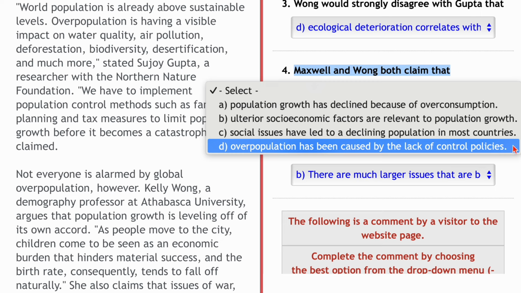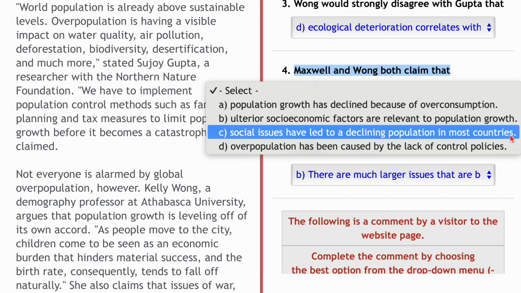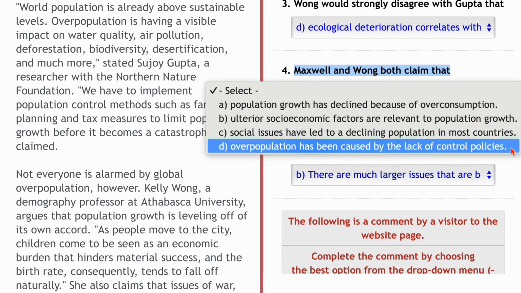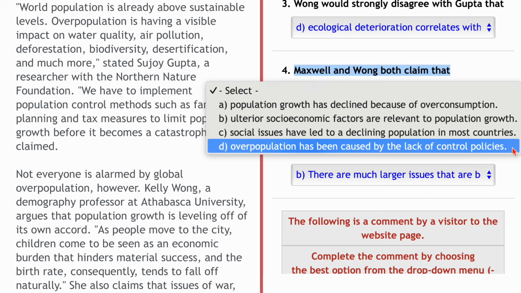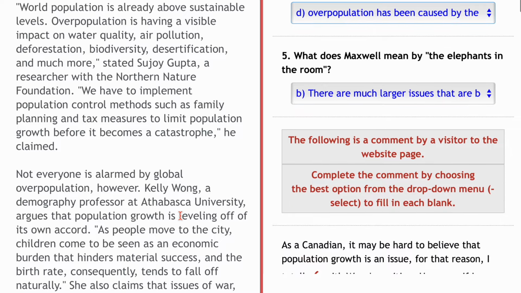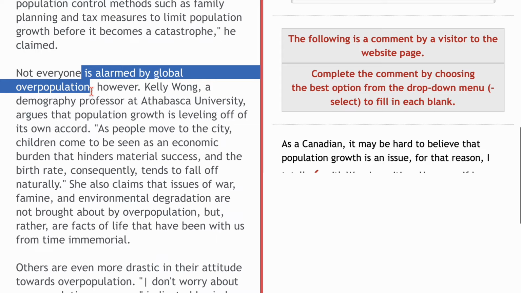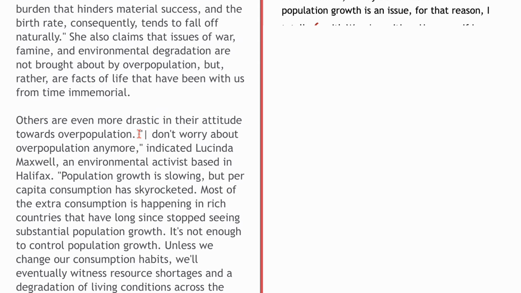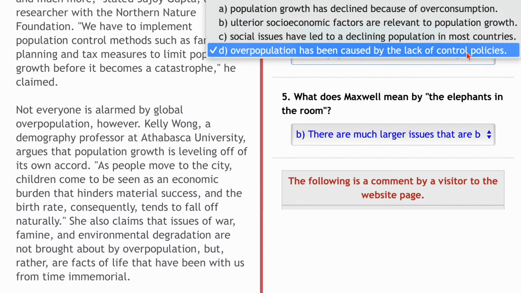Okay. So what do you think? Well, definitely not C. Both of them didn't really talk about what is causing overpopulation. Okay? Both of them didn't say. Again, Wong says she is not alarmed by overpopulation, but she didn't say what's causing it. Also, here, I don't worry about overpopulation, but not what's causing it. So, not D. Okay?